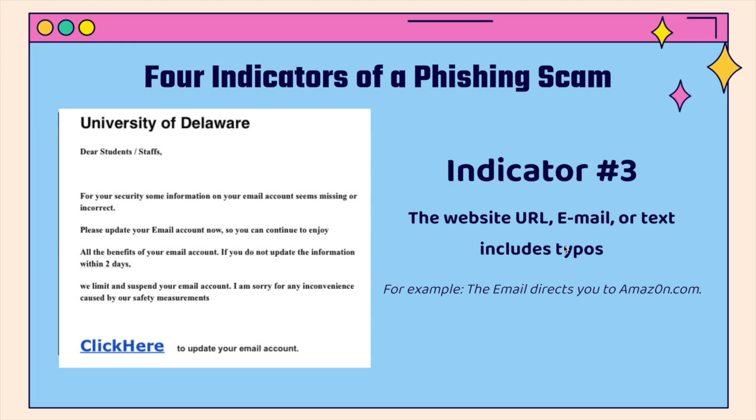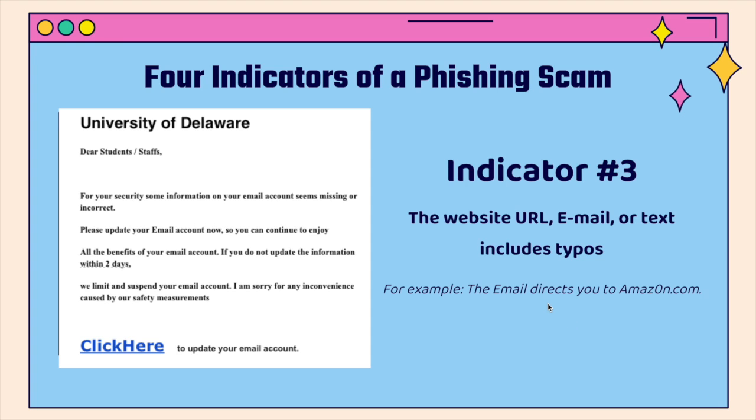My third indication that I have a phishing scam is if the website URL, the email, or the text includes typos of any kind. Official websites and official communication coming from things like your credit card company or your university or Amazon, they all have a team of people that carefully edit and check everything that is written. So there are not going to be typos in a communication that is legitimately coming from one of those corporations.